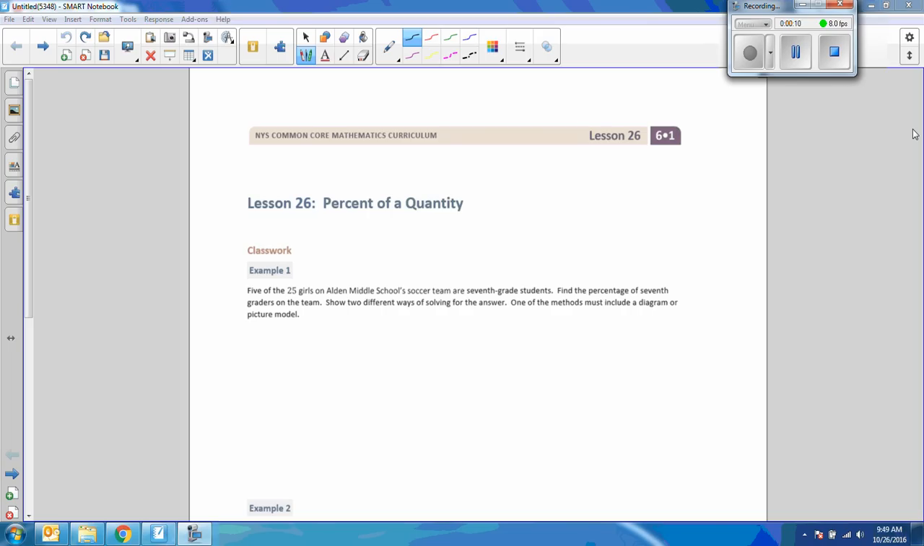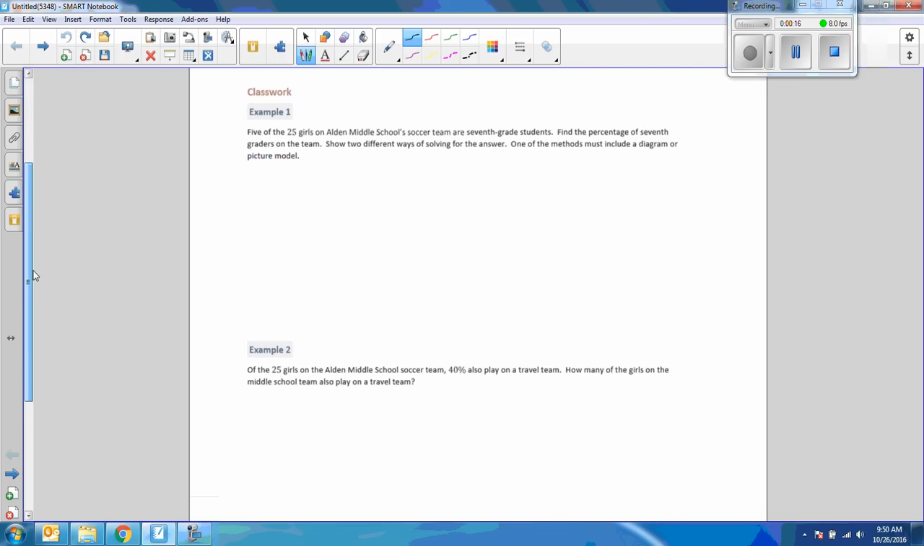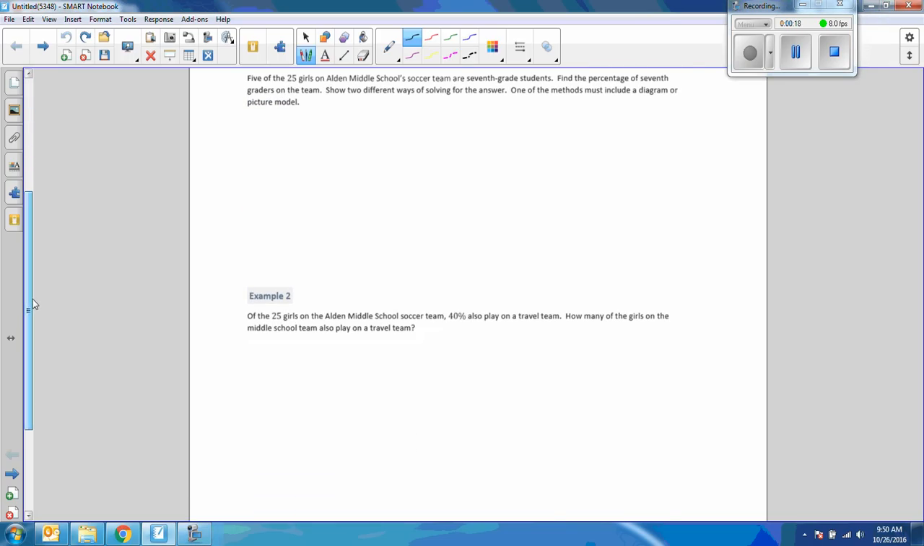Okay, this is lesson 26, percent of a quantity. Classwork, example 1. 5 of the 25 girls on Alden Middle School soccer team are 7th grade students. 5 of the 25. Find the percentage of 7th graders on the team.